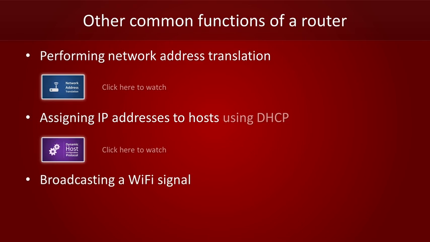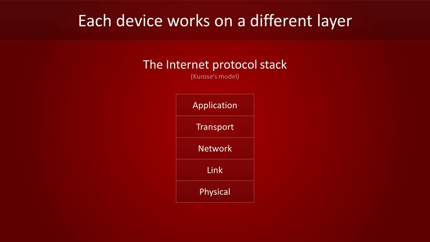Additionally, many routers can also act as an access point for Wi-Fi. Now that we've gone over all 3 devices, let's compare them. It is worth pointing out that hubs, switches, and routers each operate on a different layer. You may recall from other videos that every packet traveling over the internet consists of 5 layers. The physical layer is just raw ones and zeros. Since hubs just replicate bits, they operate on the physical layer.